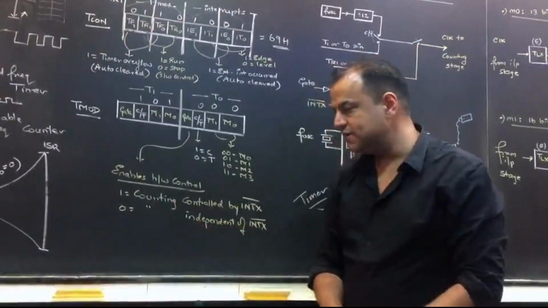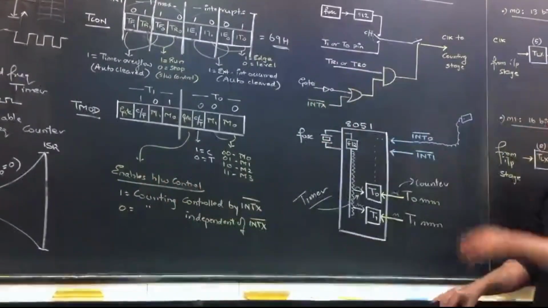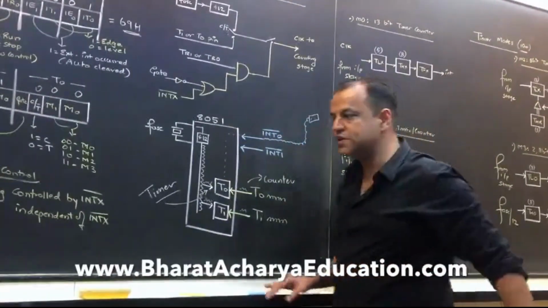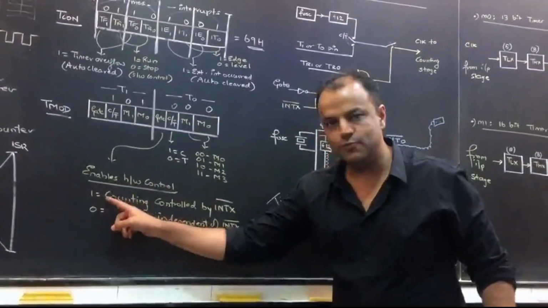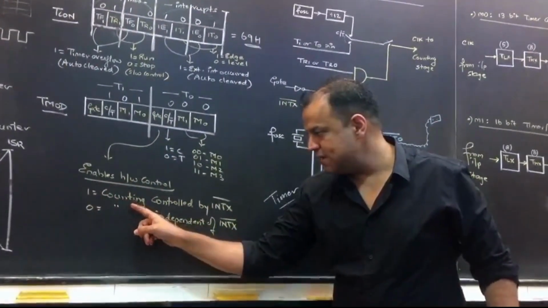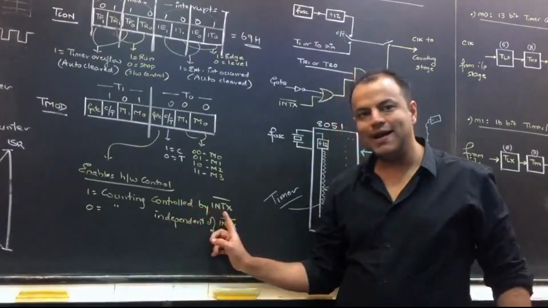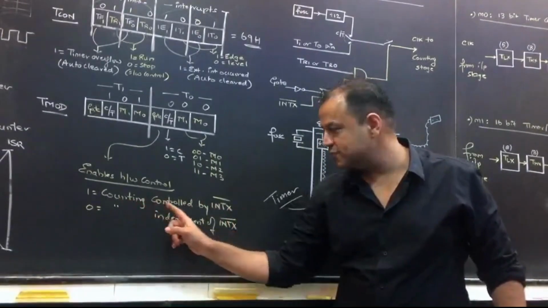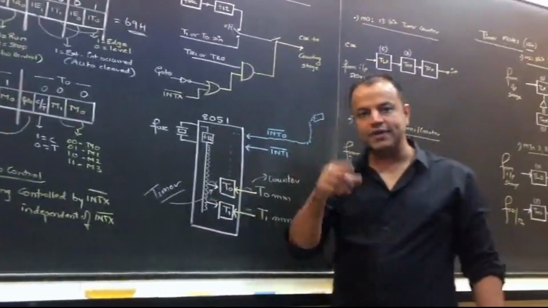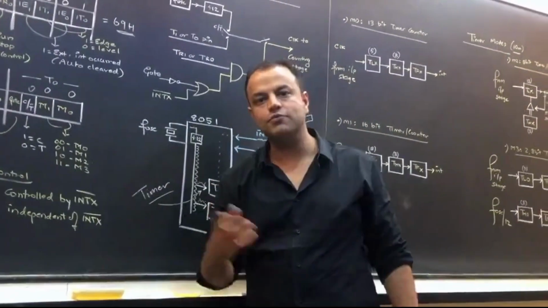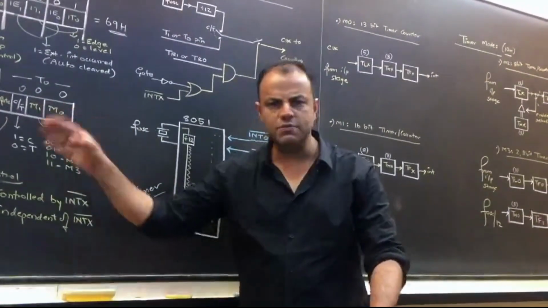Now if you read this, you'll understand. Gate enables hardware control. Gate decides how you want this pin to function. If you keep gate as 1, see what is written. Counting is controlled by INT X. I repeat, counting is controlled by INT X. INT X, X means 0 or 1. So it can be either timer 0 or timer 1, whichever one you're talking about.